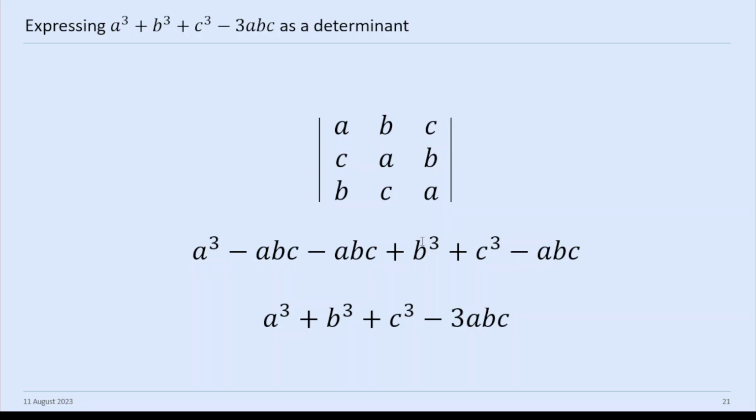So this determinant is a cubed plus b cubed plus c cubed minus 3abc. It's quite quick to check. A times a squared gives us a cubed. A times minus bc gives us minus abc. Just keep on doing it.